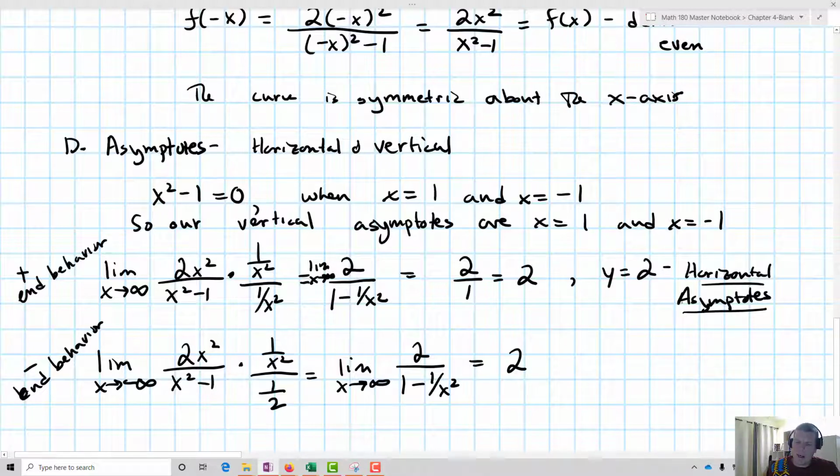So we want to notice that. We've got a vertical asymptote at x equals 1, and a second one at x equals negative 1. And we've got one horizontal asymptote, y equals 2, but it's going in both directions. So as we go out towards negative infinity and infinity, y is going to approach 2.